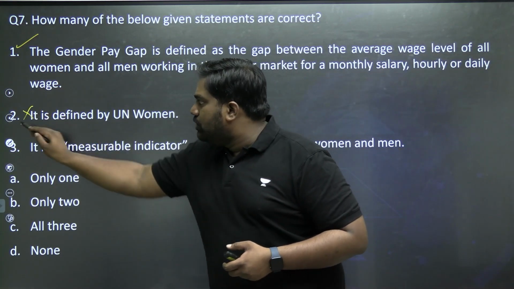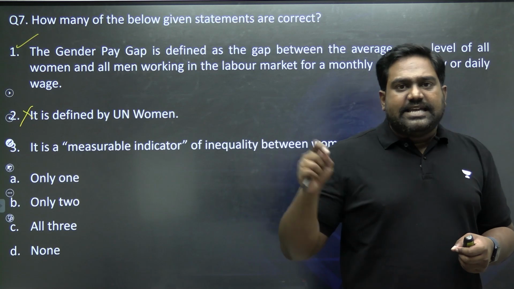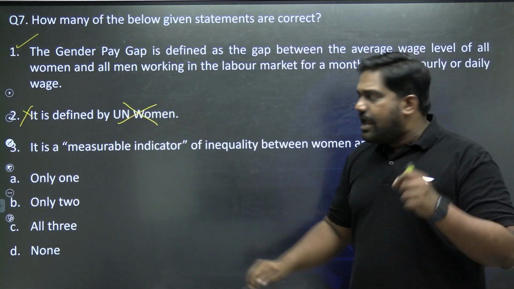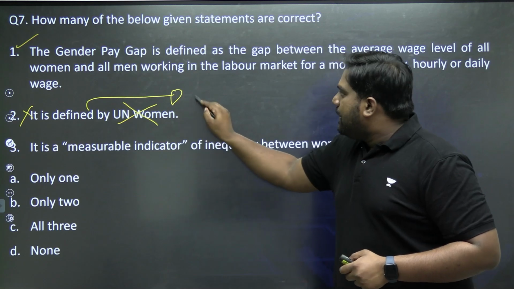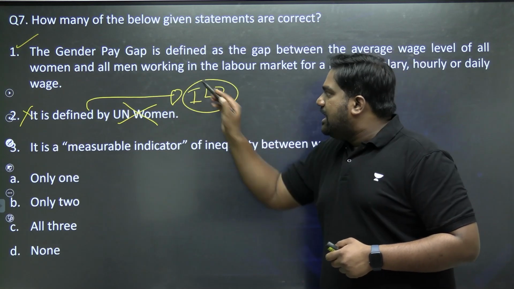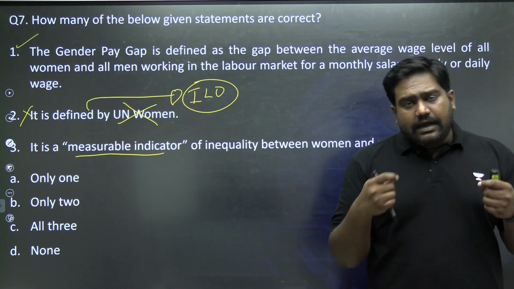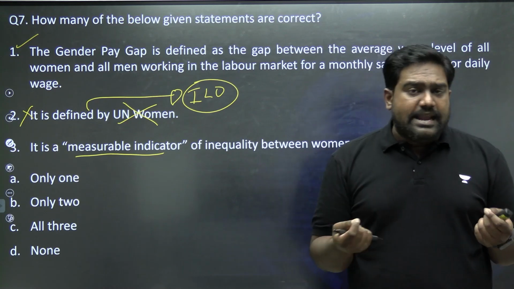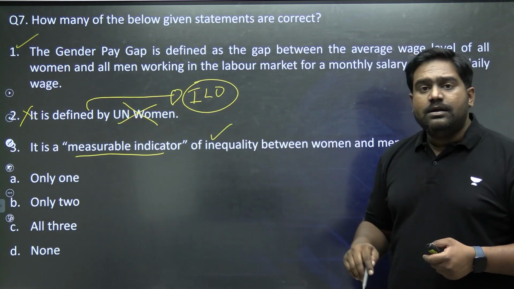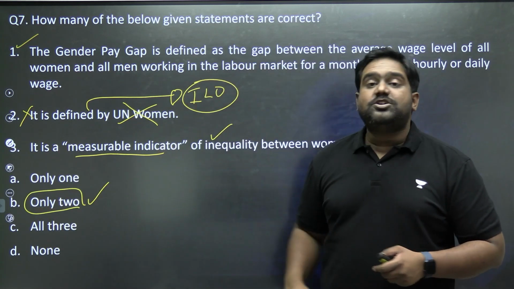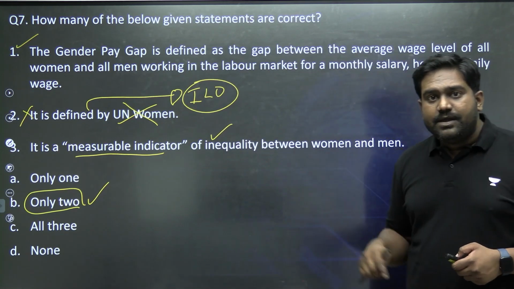But statement 2 is wrong. It's saying it is defined by UN Women. This is wrong. It was developed and defined by the ILO, International Labour Organization. And it is a measurable indicator. It highlights inequality between men and women. So statement 3 is correct. So how many are correct? Only 2. Option B becomes the right answer.